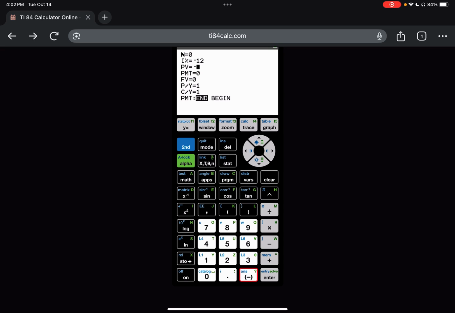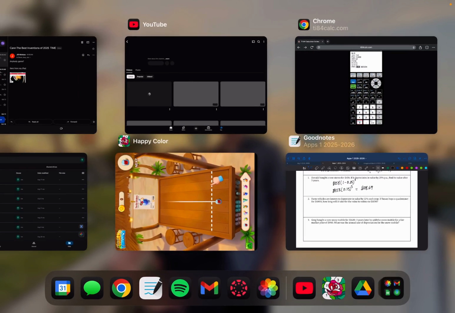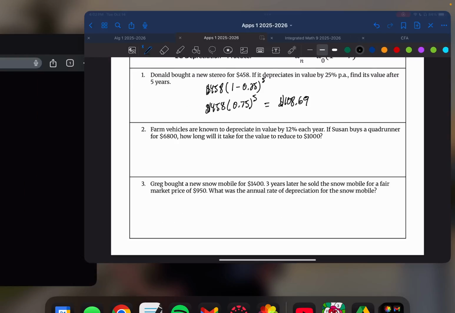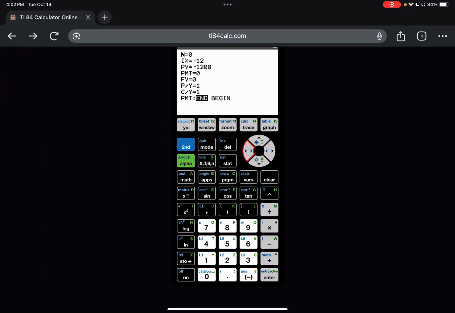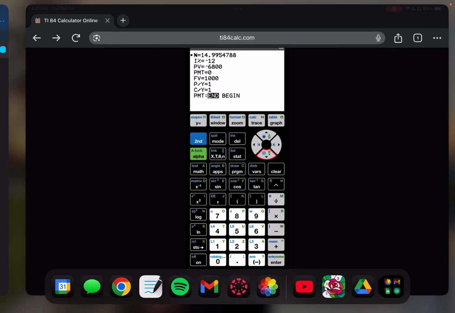Our present value, well, that's the 12,000? No, 6,800. So that's the 6,800 initial value, PMT of 0. Future value, we want to figure out when is it going to get to 1,000. So now we want to go alpha, enter. We see that's going to take 15 years.